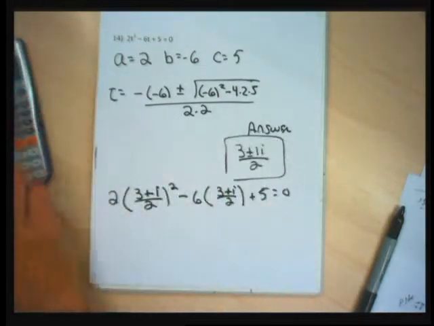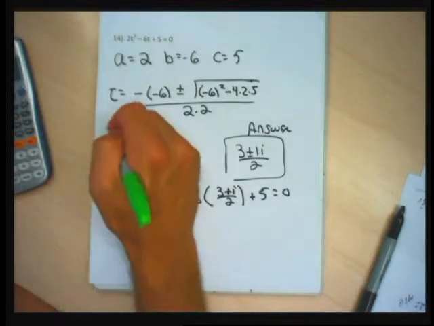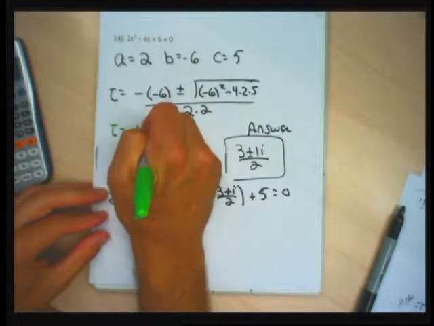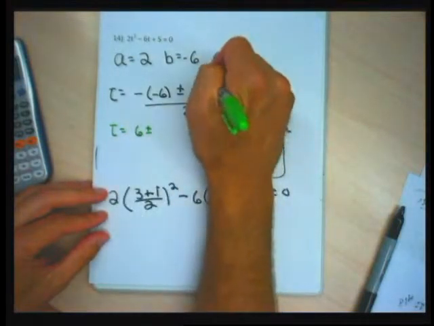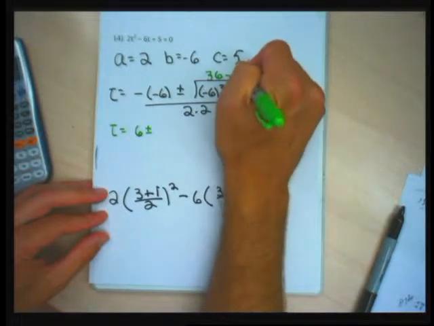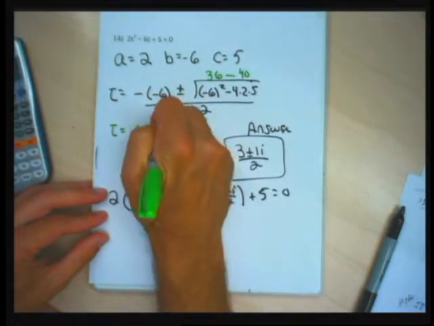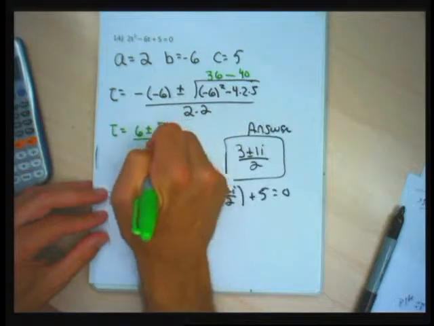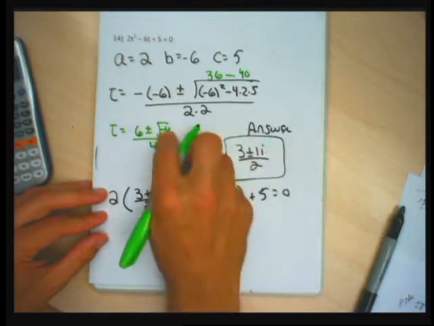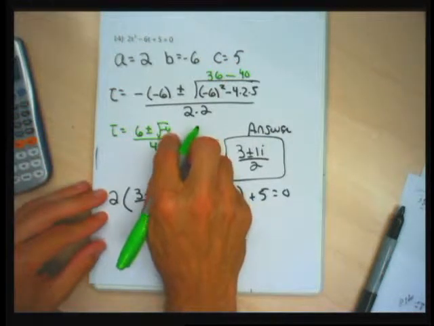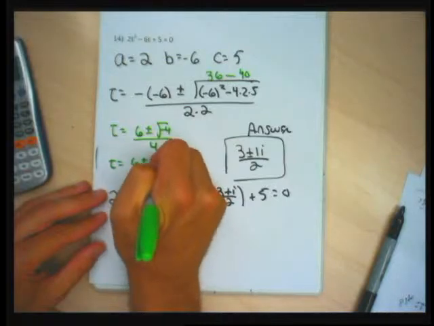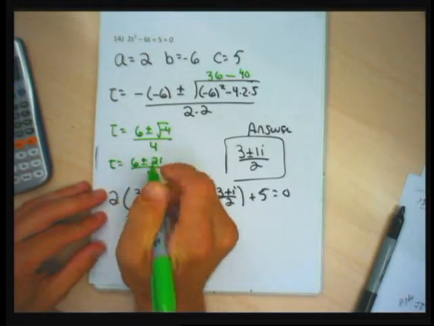Let me show you this by hand. Not that you really want to do it by hand, but if I was doing this by hand, I'd go t equals positive 6 plus or minus. This is going to be positive 36 minus 40. So it's going to be negative 4 under the radical. The denominator is going to be 4. And then the negative 4 has a square root of 2i. So this is going to be t equals 6 plus or minus 2i over 4.